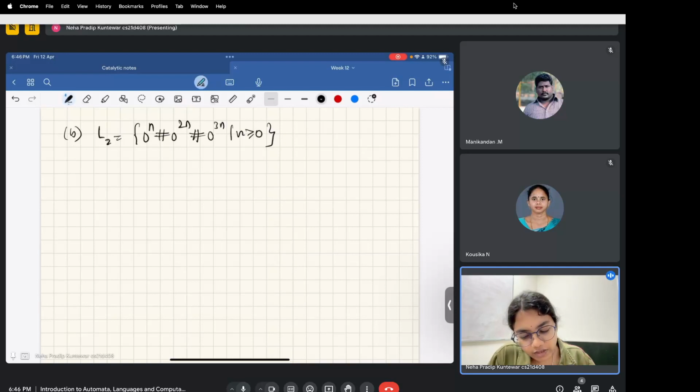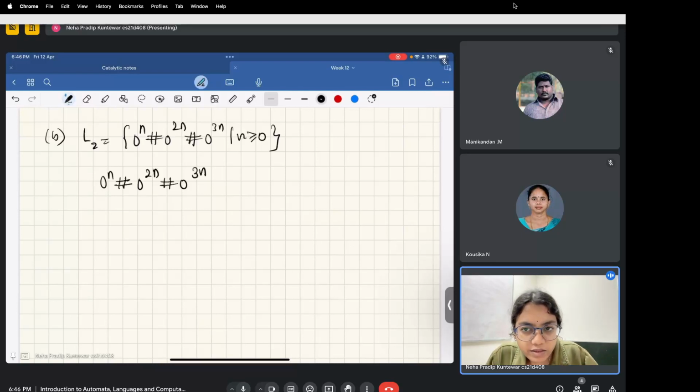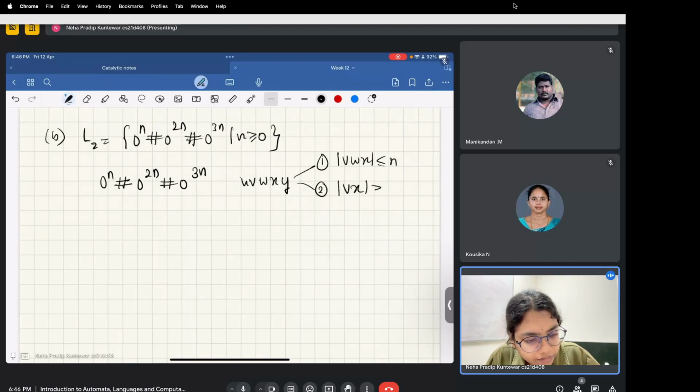Okay, so let's look at the solution again. Let's say that the string that we are looking at is 0 to the n separated by 2n many zeros, separated by 3n many zeros. Now we are again going to break this as u, v, w, x, y, such that the two conditions are satisfied: first, the length of vwx is at most n, and second, the length of vx is at least 1. So these are the two conditions that we still want to satisfy.